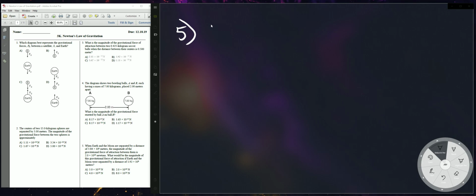So when Earth and the Moon are separated by a distance of 3.84 times 10 to the 8, the magnitude of the gravitational force of attraction between them is 2 times 10 to the 20. What would be the magnitude of the gravitational force of attraction if the Earth and the Moon were separated by a distance of 1.92 times 10 to the 8 meters? So this is more of a conceptual question than a solving. Of course, you can solve it by using numbers, and I'll solve it conceptually first before I use numbers.